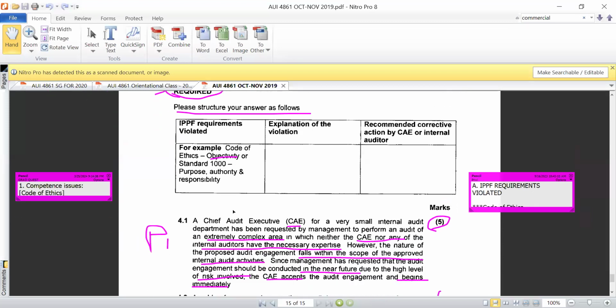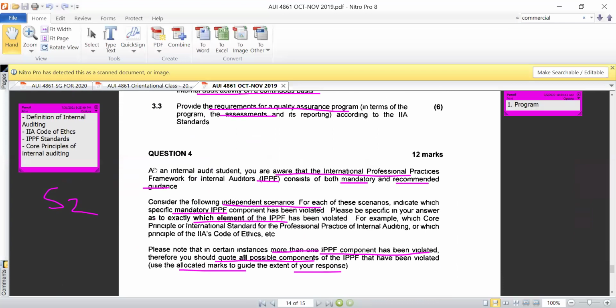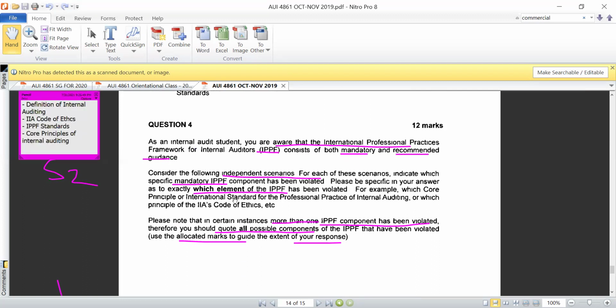Before I take you to 4.1, let's go through what they've stated here at the top. As an internal audit student, you are aware that the International Professional Practices Framework for internal auditors, which is the IPPF, consists of both mandatory and recommended guidance, right? From those videos that I've given you already in the group, I've explained these things. Now we are applying them here. Consider the following independent scenarios. For each of these scenarios, indicate which specific mandatory IPPF component has been violated. Please be specific in your answer as to exactly which element of the IPPF has been violated.